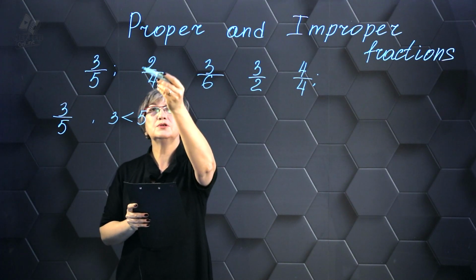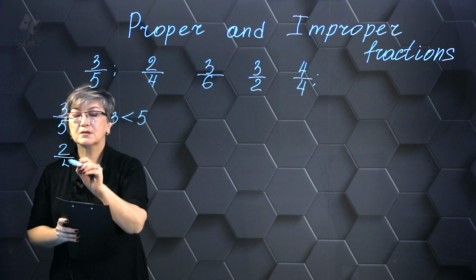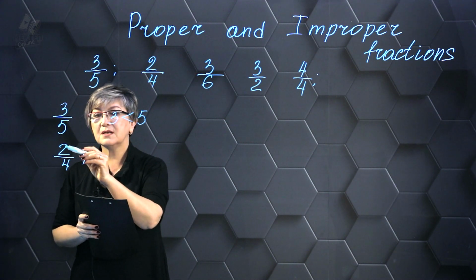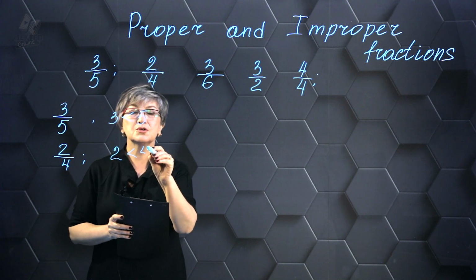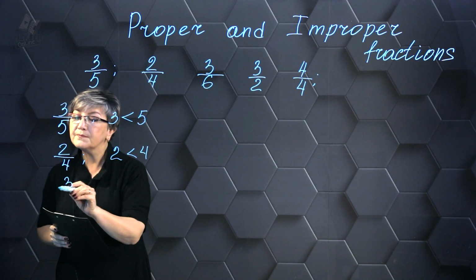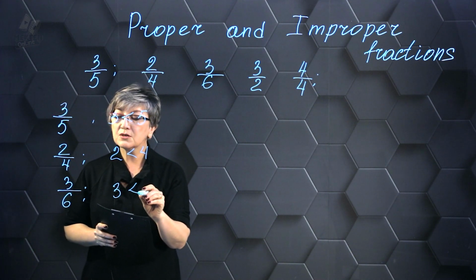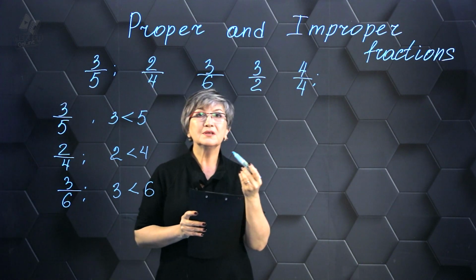Moving on, let's examine the next fraction, 2/4. In this fraction, my top number is smaller than the bottom number. The number 2 is less than 4. Moving on, we have the fraction 3/6. Once again, the number on the top, the numerator, is smaller than the number on the bottom, the denominator. Coming up next, we have another fraction.